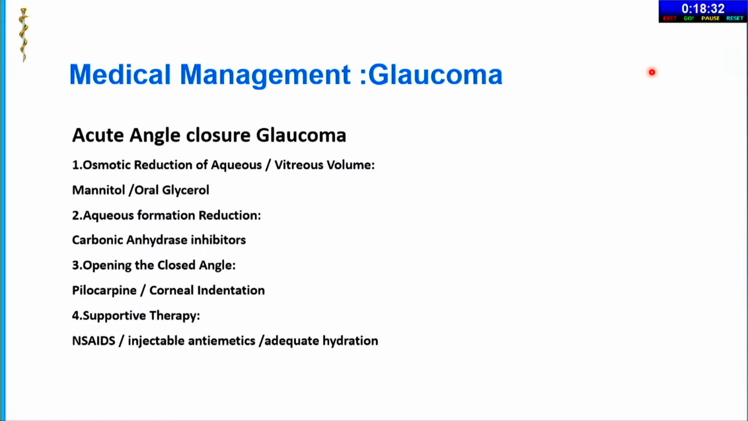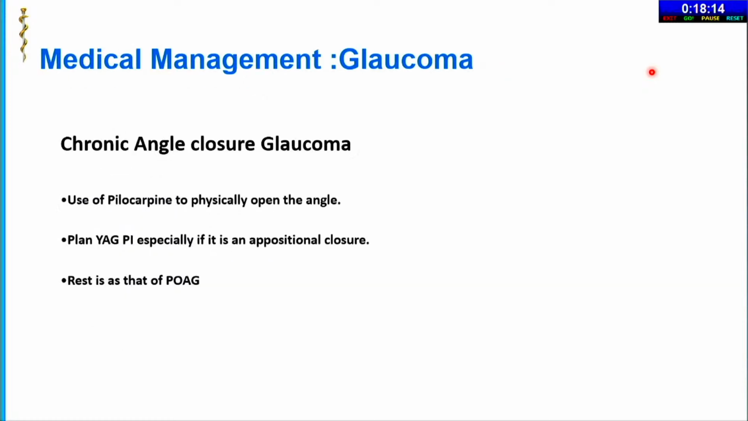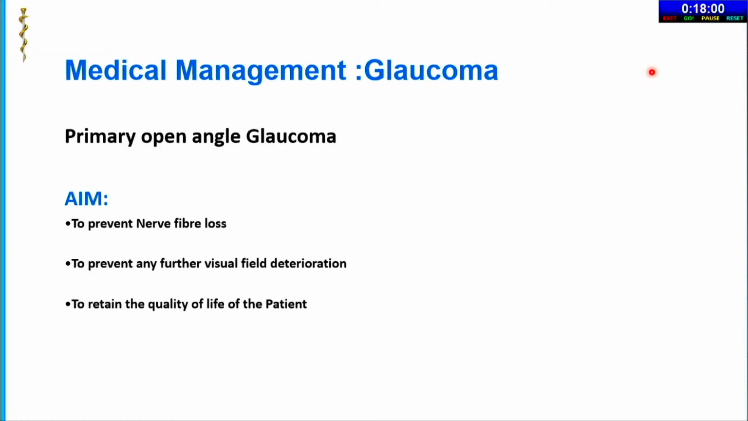For acute angle closure glaucoma, you need to first do osmotic reduction of aqueous vitreous volume by giving mannitol or oral glycerol. Then comes the aqueous formation reduction through carbonic anhydrase inhibitors. Then you can open the closed angle by pilocarpine or by corneal indentation in an acute angle attack, and then supportive treatment like NSAIDs, injectable antiemetics, and adequate hydration. In chronic angle closure glaucoma, we need to use pilocarpine to physically open up the angle, and then plan YAG PI, especially if it is an appositional closure, and the rest of the treatment will be as for POAG.